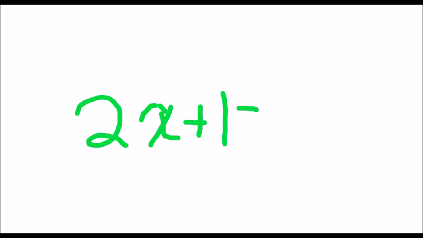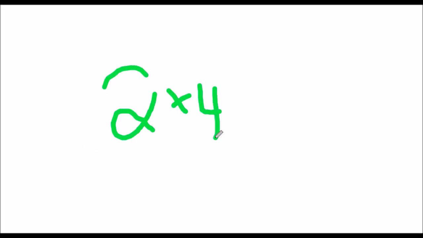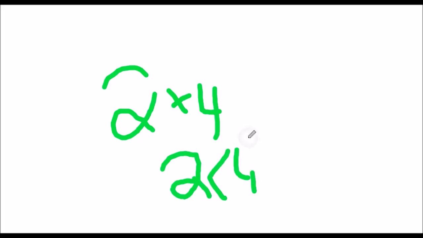And another thing is, a lot of times, instead of writing 2 times 4, I might write it with 2 and then parentheses, then a 4. This means the exact same thing as 2 times 4. Just another way of writing it.